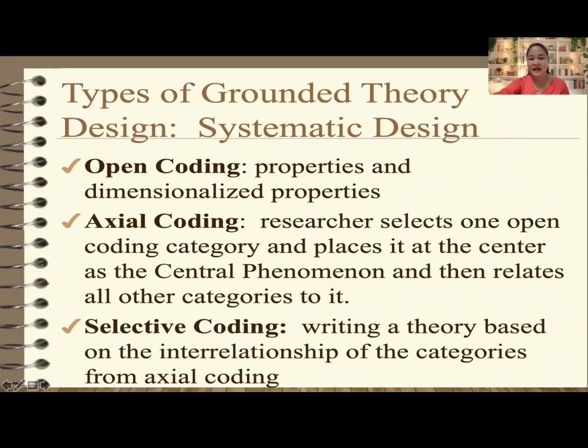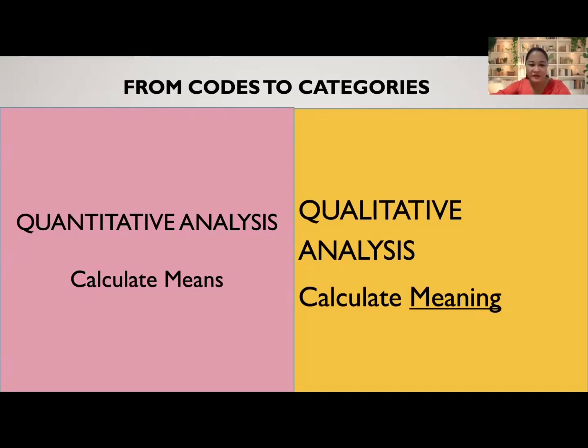Okay, so we have that. Again, this is the summary of the grounded theory design, the systematic design. You can use open coding, axial coding, and selective coding. From the properties and dimensionalized properties, you create an axis, group together, axial coding. Select one open code category and place it at the center of the phenomenon that relates all other categories. You are going to create a common category. Selective coding: writing a theory based on the interrelationship of the categories from the axial coding. So from codes to categories.